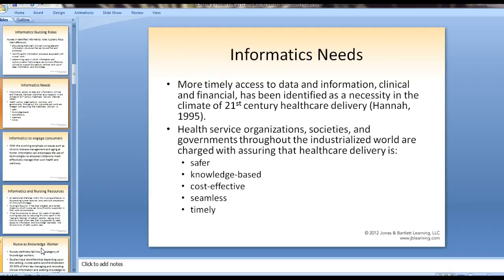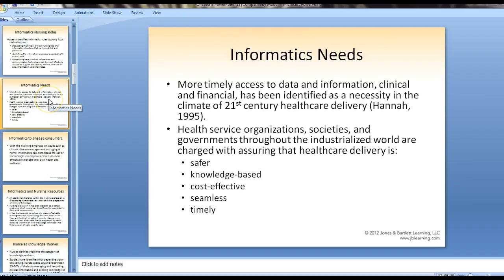So what are our informatics needs? More timely access to data and information, clinical and financial, has been identified as a necessity in the climate of 21st century healthcare delivery. Health service organizations, societies, and governments throughout the industrial world are charged with assuring that healthcare delivery is safe, knowledge-based, cost-effective, seamless, and timely. And in this world where we have so much technology and so much knowledge, these errors really aren't expected and allowed at this point.